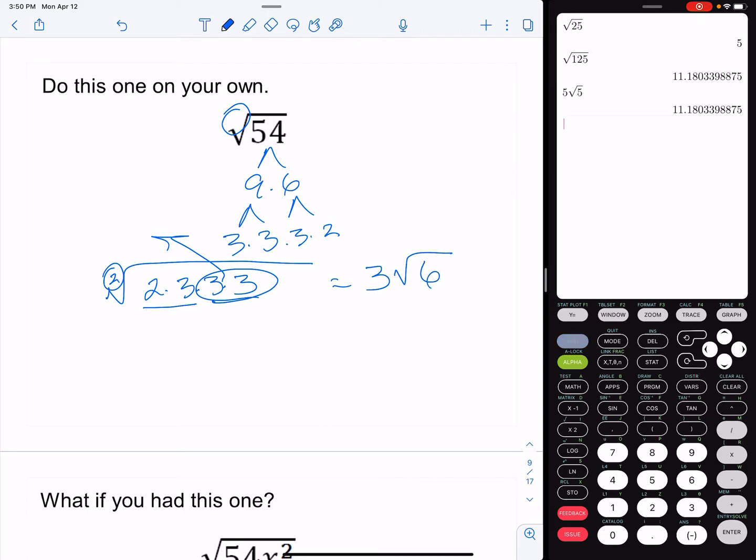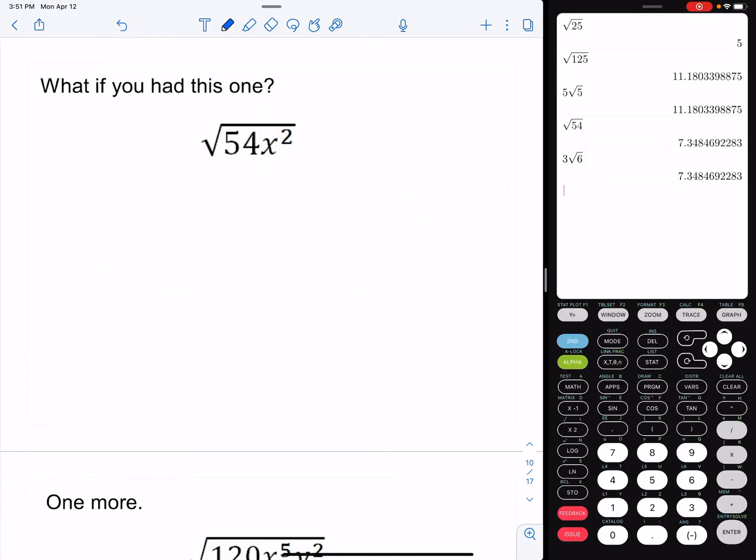So if we were to type in the square root of 54, we get 7.3 blah, blah, blah. And if we type in 3 times the square root of 6, we should get the same exact answer. And we do. So that's how we simplify a radical, simplify a square root by hand to get an exact answer. Because 3 times the square root of 6, which is how we say that, is an exact answer. The answer that you see over on the calculator is an approximate answer because it has been rounded.